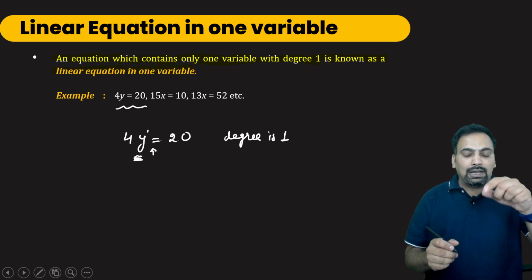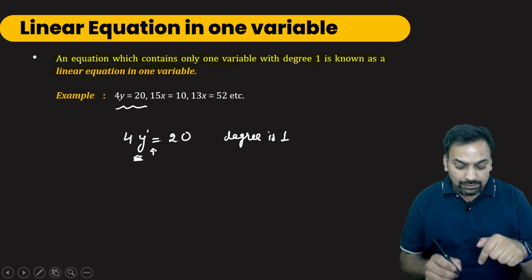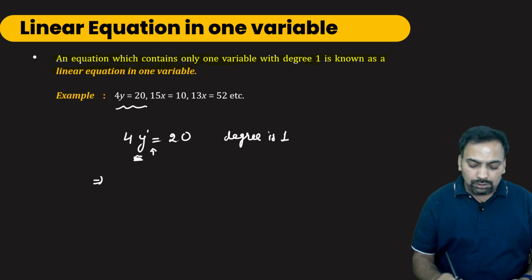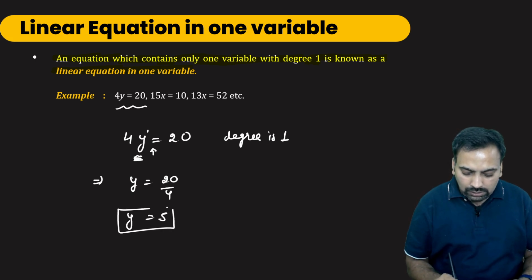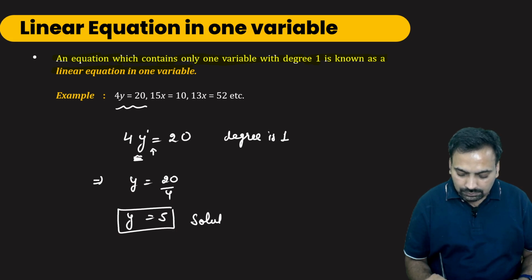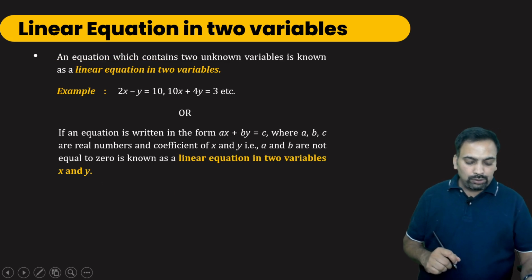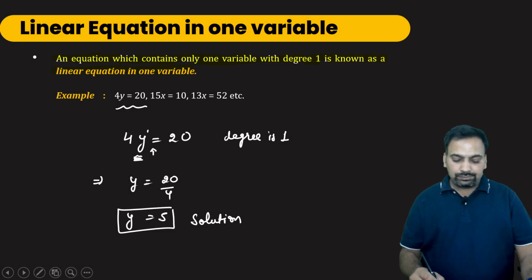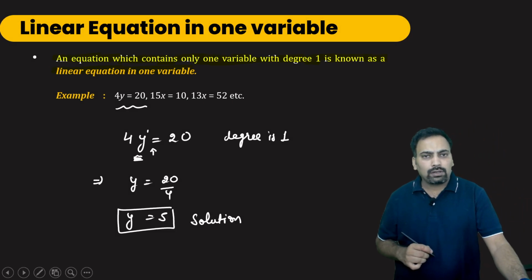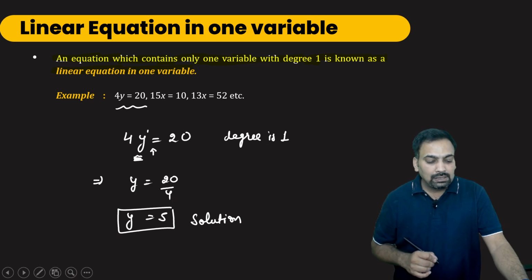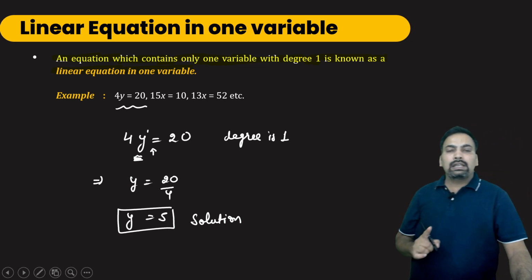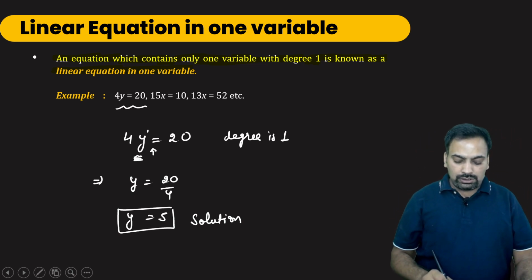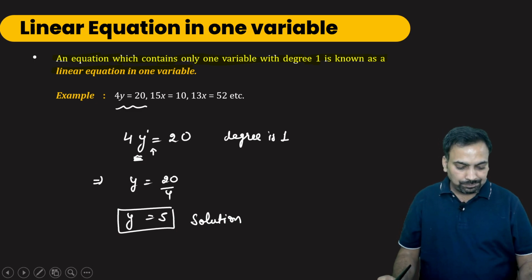Okay, so I am on the solution. So how to solve this? We solve like this. This y is equal to 5 is what? The solution for this equation. So one variable, one linear equation has a unique solution, only a single solution.